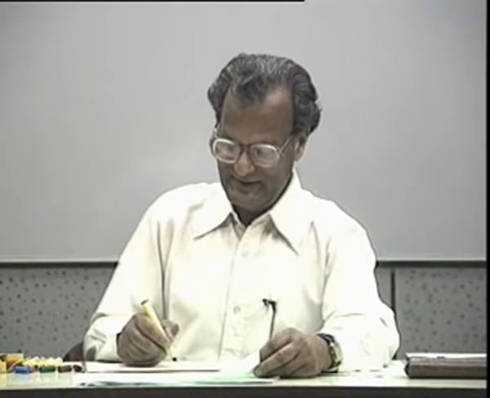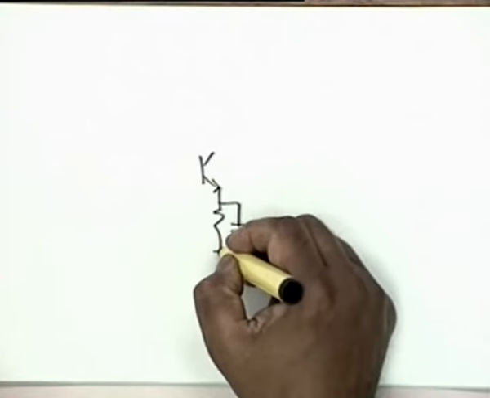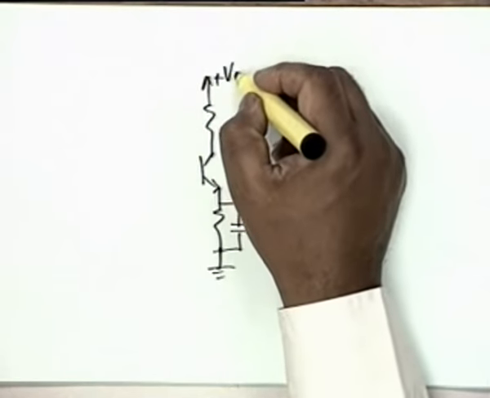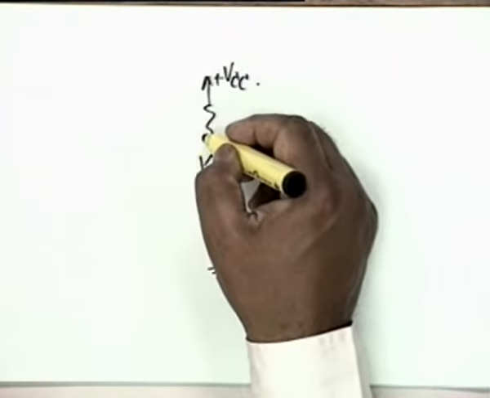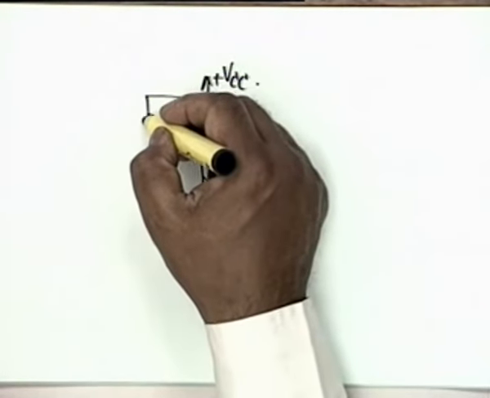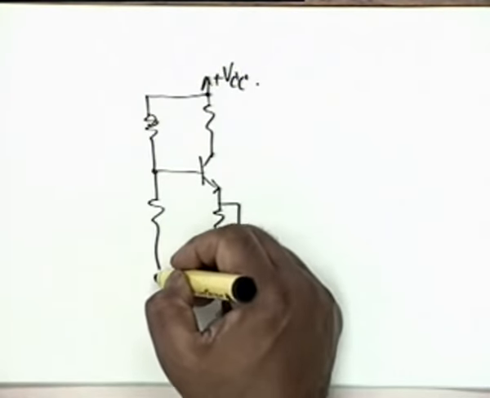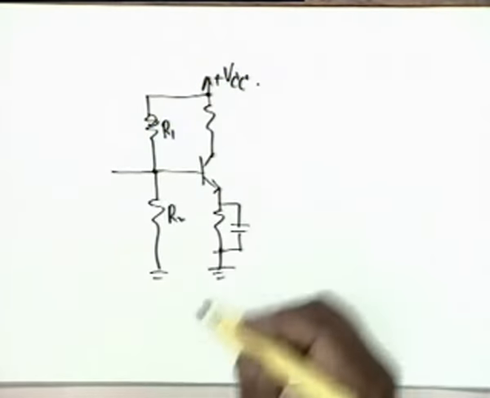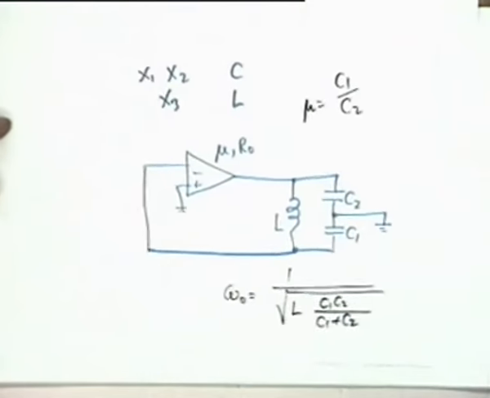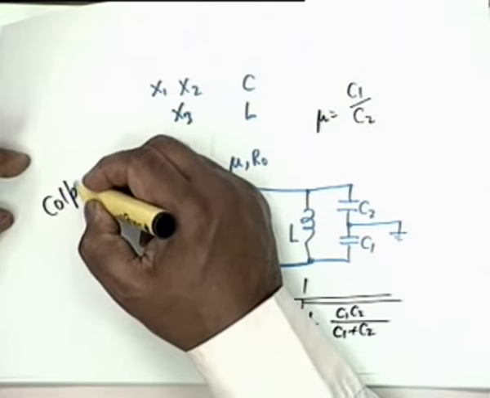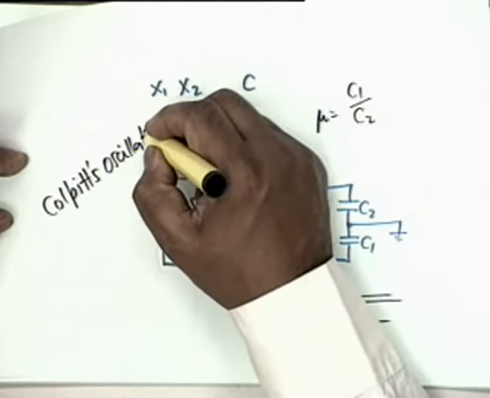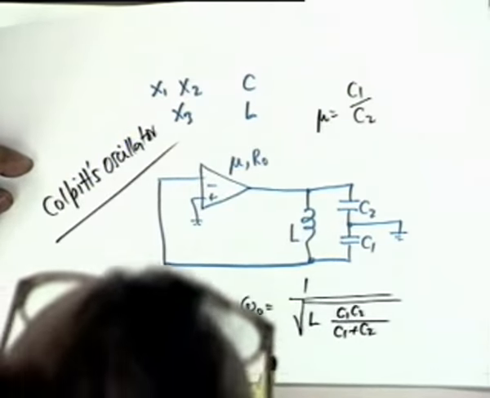Let's have a single BJT, the usual methods of biasing, plus VCC. Then you have the two resistors here, R1 and R2. This is your input point. I beg your pardon, I didn't mention this. This is called a Colpitts oscillator. Colpitts is also the name of a person. Colpitts oscillator. Two inductors is Hartley and two capacitors is Colpitts.